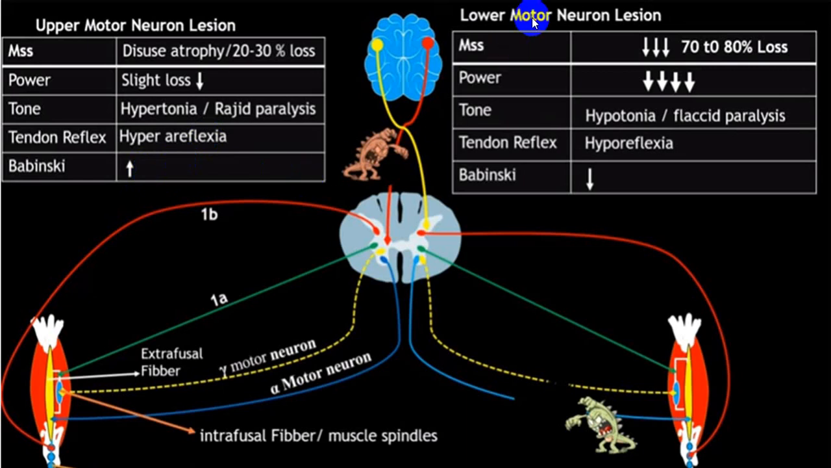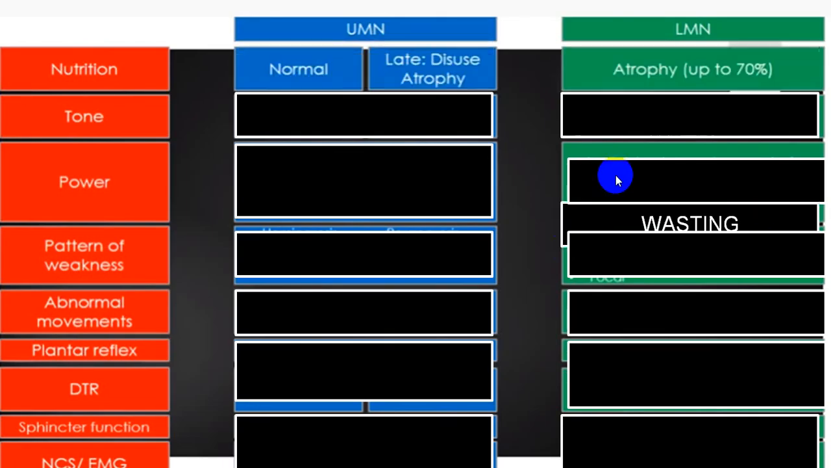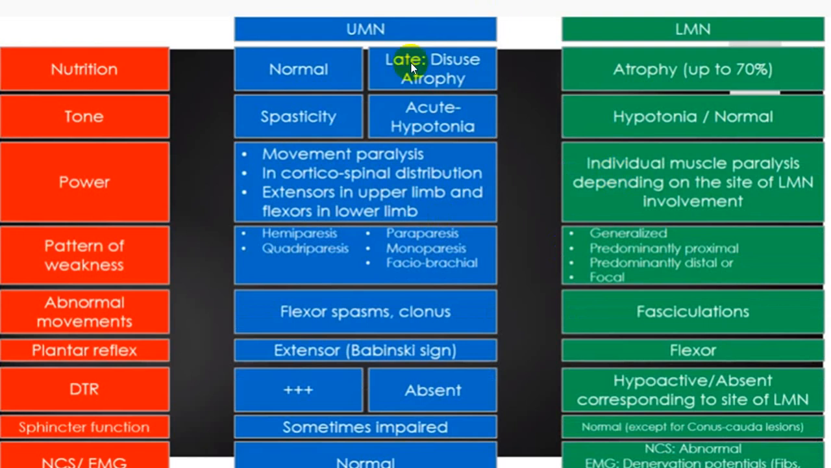As far as the lower motor neuron is concerned, you will have wasting, muscle mass will be reduced, power will be markedly diminished, or almost we say power zero, tone zero, flaccid, hyporeflexia, and the plantar reflex will be flexor. So that will be very, very characteristic. This we have already discussed. So this was for the quiz.